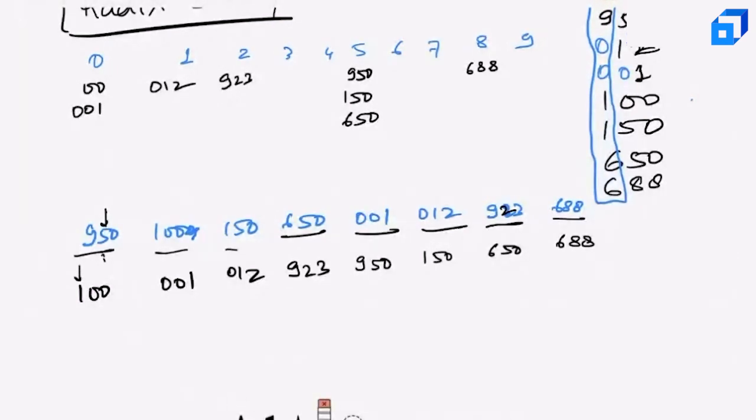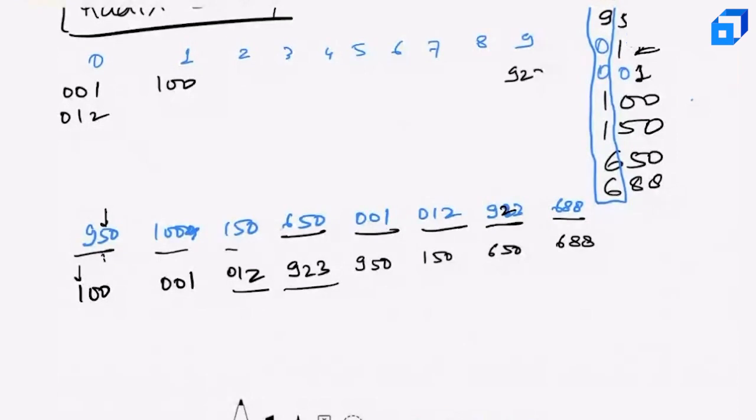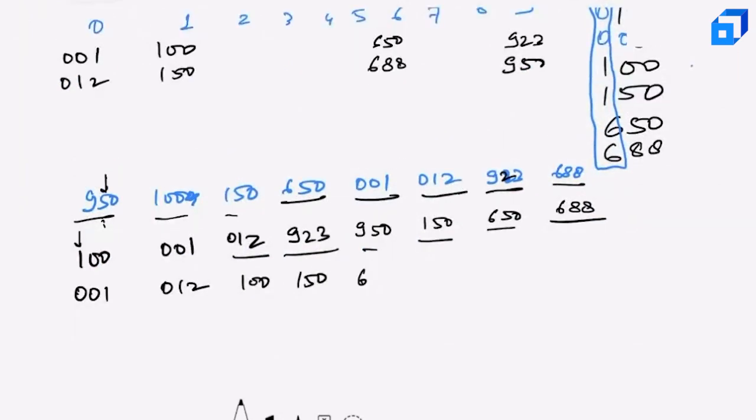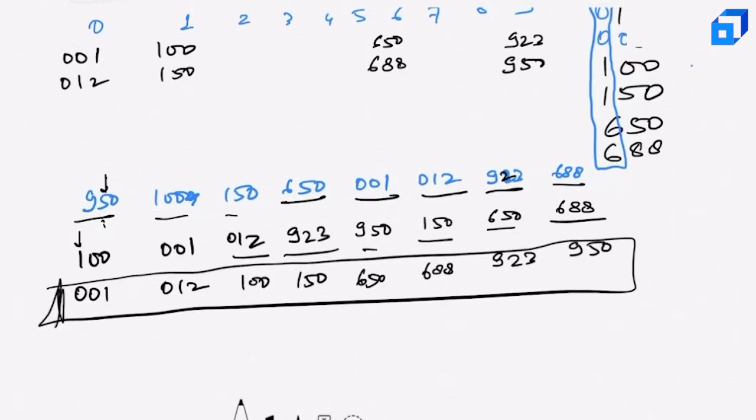So I erase all of this again. I look at the most significant bit and I bucketize these guys based on the most significant bit. So 100 comes here, 001 comes here, 012 comes here, 923, 950, 150, 650, and 688. Now once I append them, all of the numbers should be sorted, which you would see 001, 012, 100, 150, 650, 688, 923, 950. Now this final array that we've gotten, this is sorted.